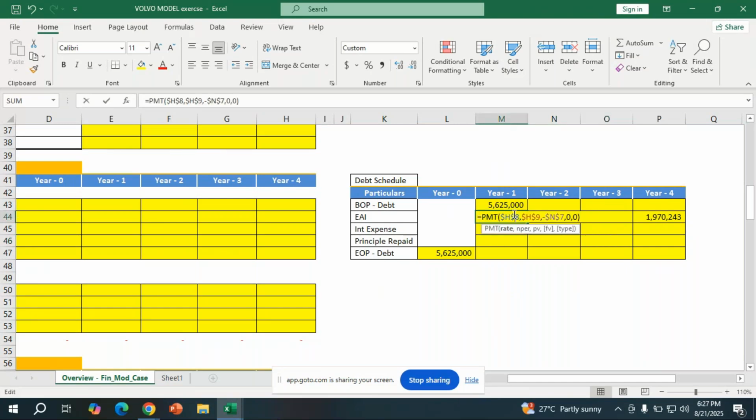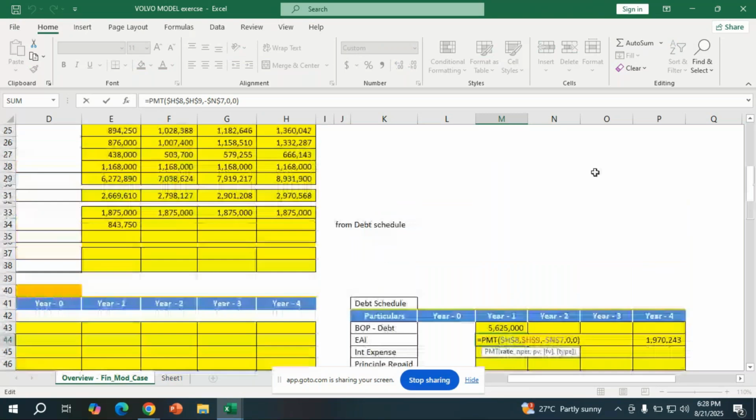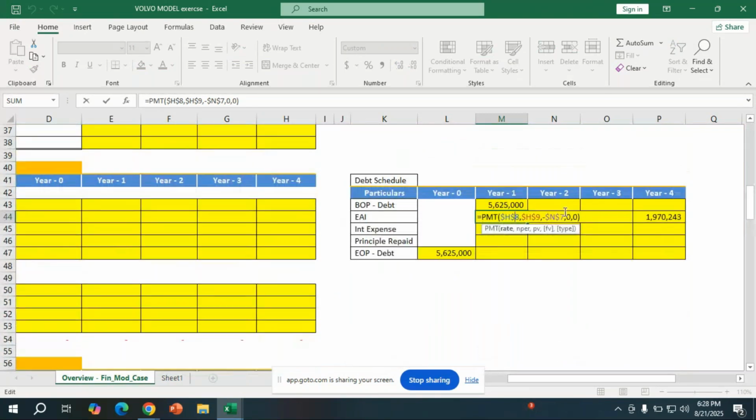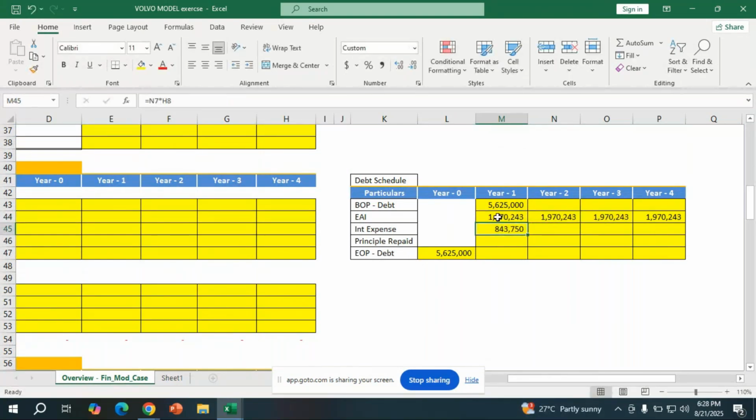So what you're supposed to do here is, okay, just double click on the cell, and for this N7, that is your amount, your loan amount, your debt amount. This one, we're just going to put a minus sign before, because you have put a minus sign here. And if you press enter, then you'll get the amount with no brackets. Now you can easily calculate the principal repaid equals to EAI minus interest. So you get this much.